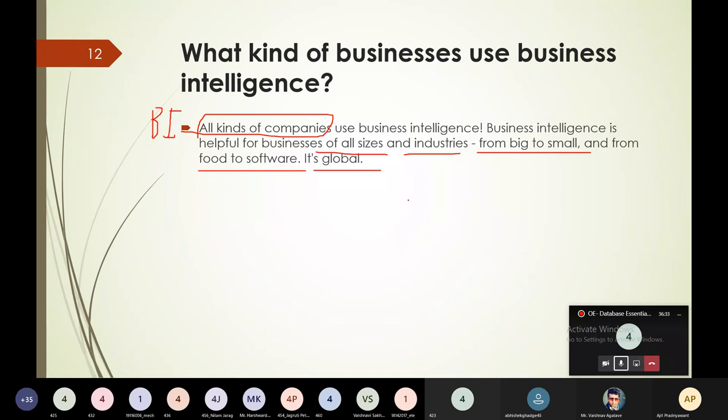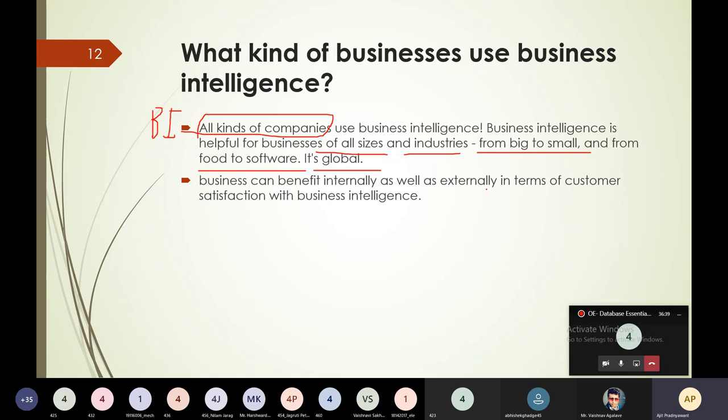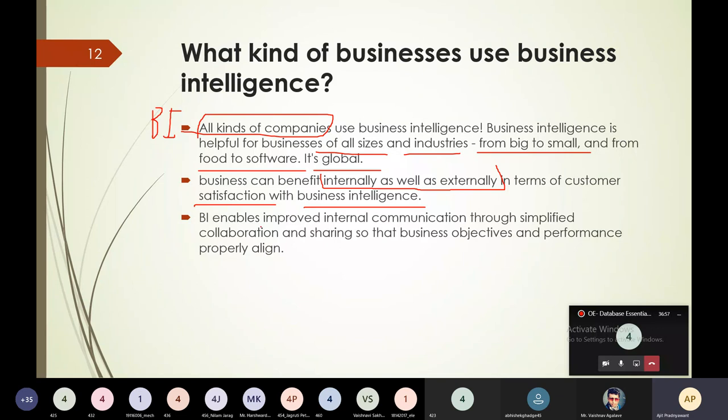Business can benefit internally as well as externally. Once you make use of BI, it will benefit internally as well as externally in terms of customer satisfaction with business intelligence. BI enables improved internal communication through simplified collaboration and sharing so that business objectives and performance properly align.